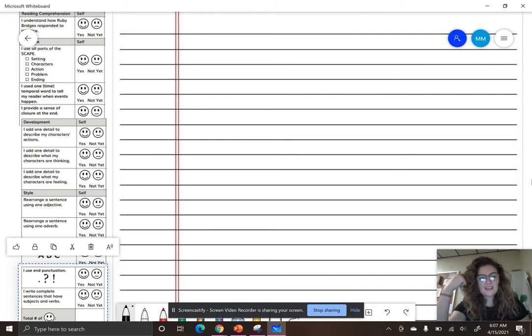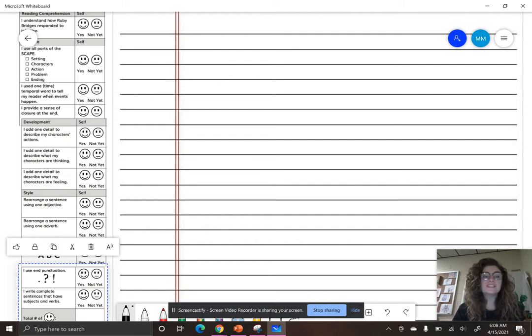The first thing we need to think about, do we understand how Ruby responded to that injustice? The next part, do we use all parts of our scape to answer this question? In your writing, you need to make sure to talk about the setting, the characters, the actions of the characters, the problem, and the ending. You need to use one time word to tell your reader when events happen. And you need to have a good ending to your paragraph.